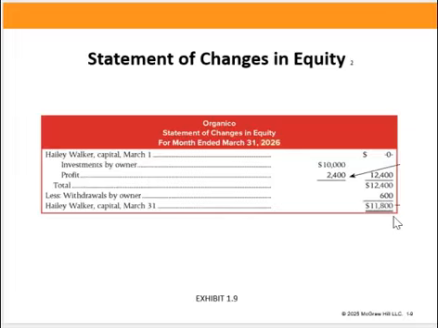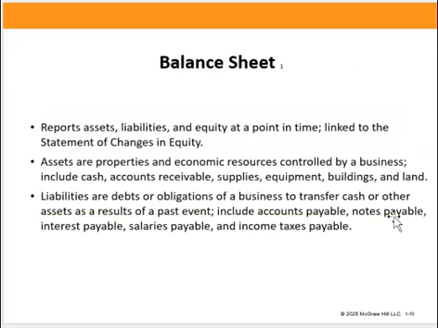Okay, so now that we have our statement of changes in equity finished with an ending capital amount, or owner's equity amount, of $11,800, we're going to see how that goes on our balance sheet in just a second. A balance sheet is where we report our assets, our liabilities, and our equity at the point in time that we're doing. In this case, as you saw, we're doing March 31st.